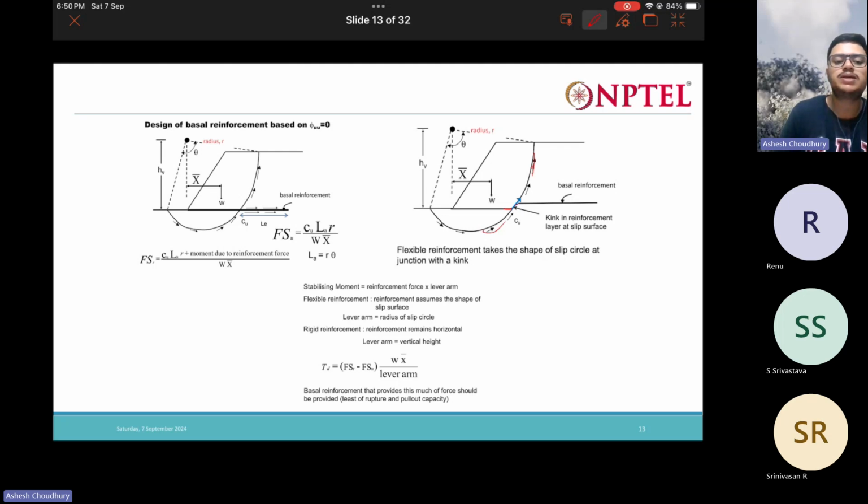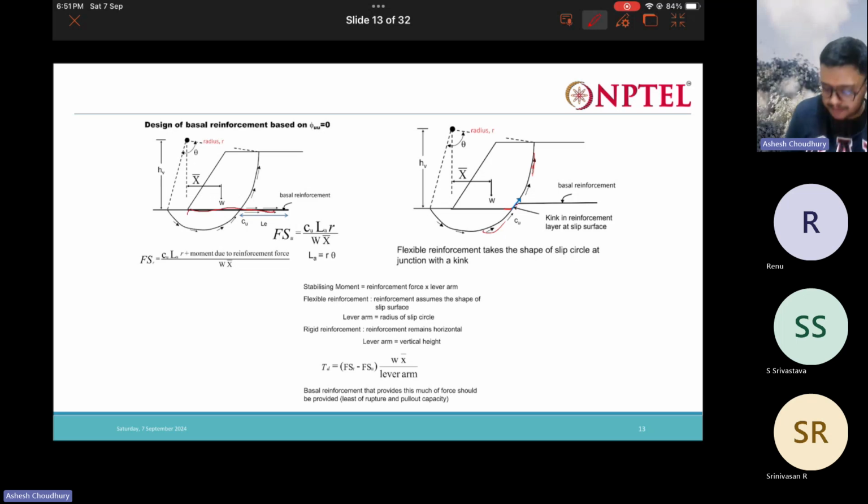The basal reinforcement means, say you need to construct a slope or an embankment. Initially, so that the construction equipment and all those things can move over the base ground, what we need to do is strengthen the base ground. We generally use the basal reinforcement. Okay. So this is the basal reinforcement that we use.